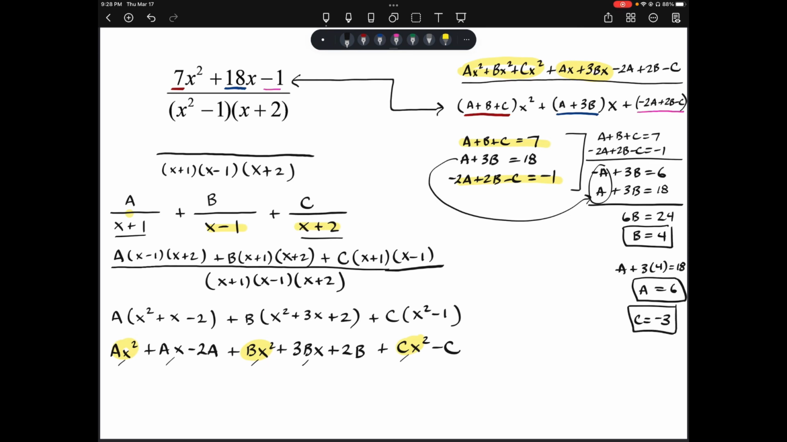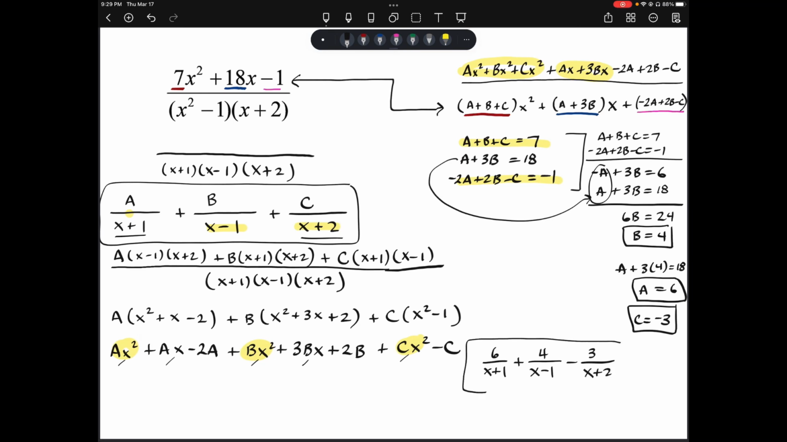And you've made it to the end, and so have I. So it looks like we can finish up here. Remember, you're writing it in this form. You're just plugging in your values. So a is 6. So we have 6 over x plus 1 plus 4 over x minus 1. And then instead of plus, right, because c is negative, we're going to say minus 3 over x plus 2. And that's it. So hopefully that makes sense.